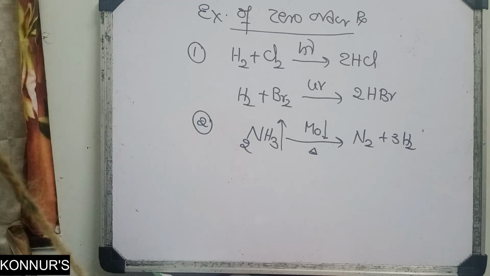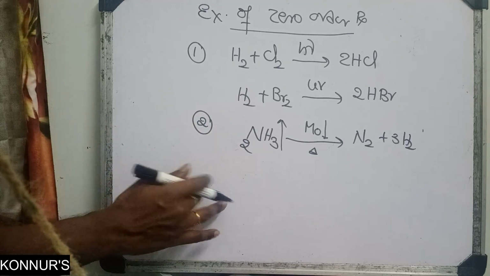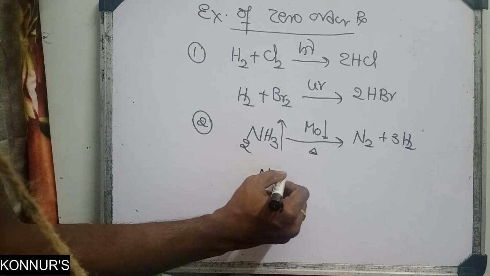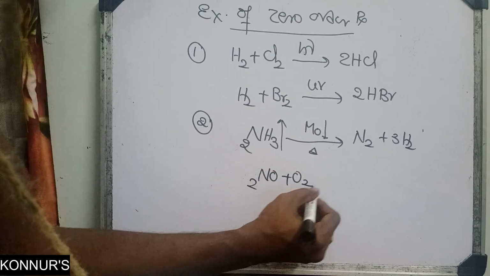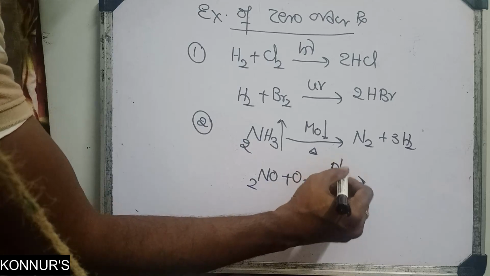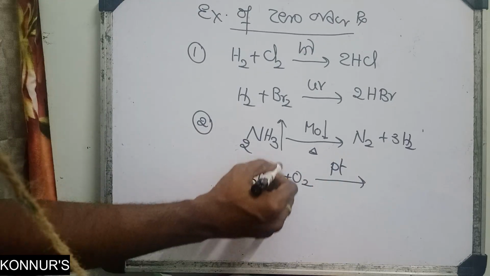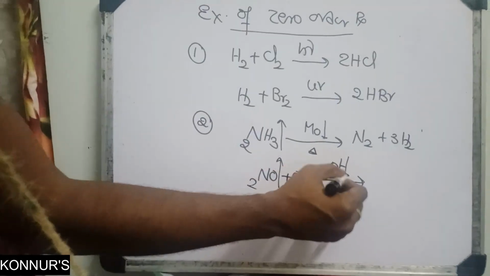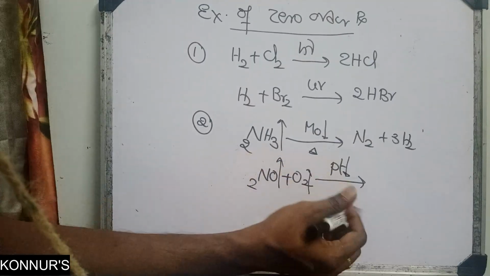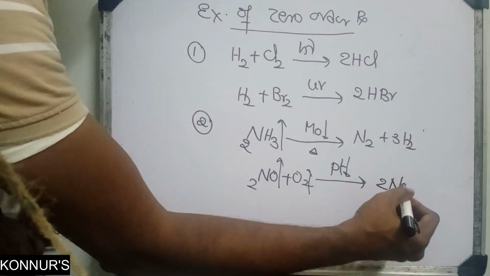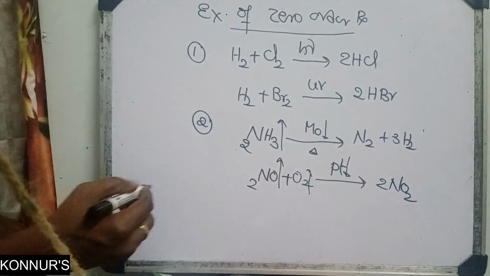So heterogeneous reactions. Suppose NO plus O2, in the presence of platinum. So NO is gas, O2 is gas, platinum is solid. So it is a heterogeneous reaction. So 2NO2. So this is also zero order.